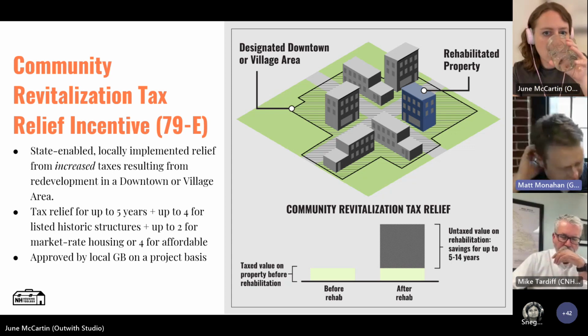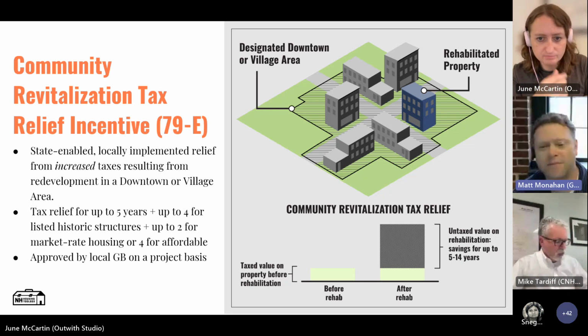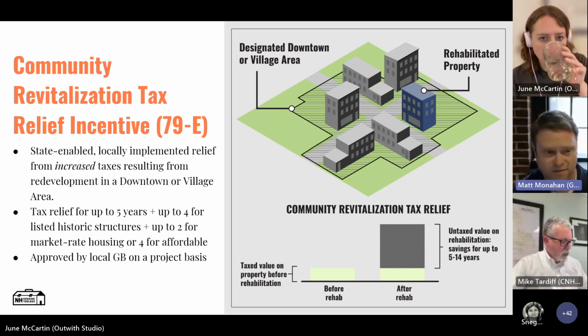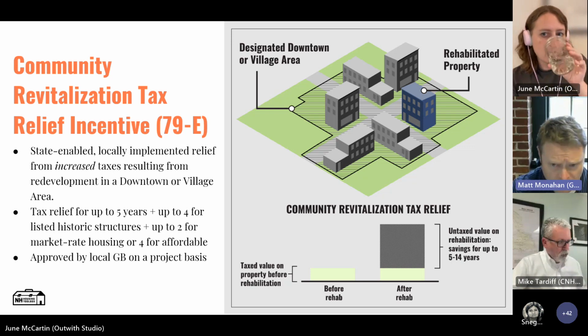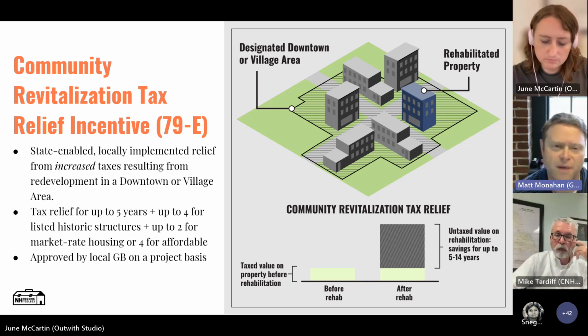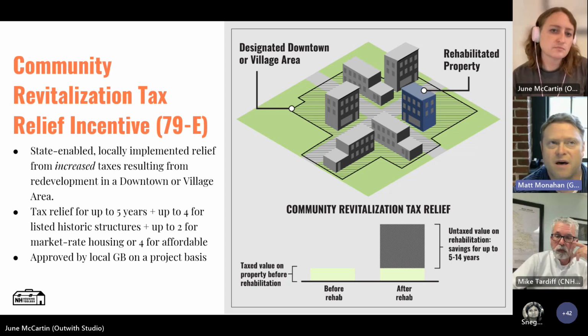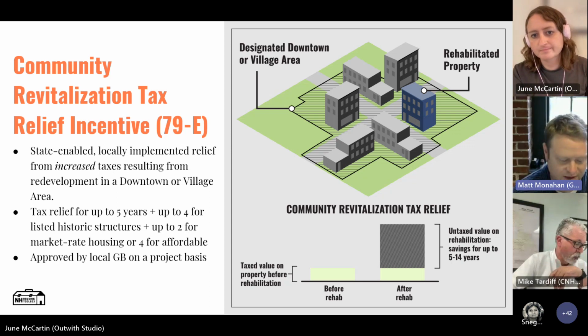Yeah, so basically what this is, it's state enabled, so RSA 79-E, it's adopted by the municipality and administered by that municipality. And all it really is in a nutshell, if you look at the diagram at the bottom, community revitalization tax relief, you see that increment in gray. It's really about the municipality delaying that increase in taxes, some or all, for a period of time based on a perceived community benefit, right? So it just delays an increase in taxes for a period of time.